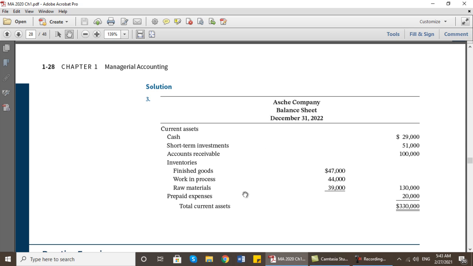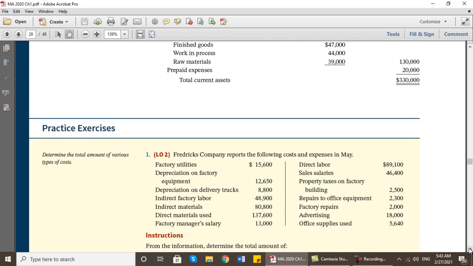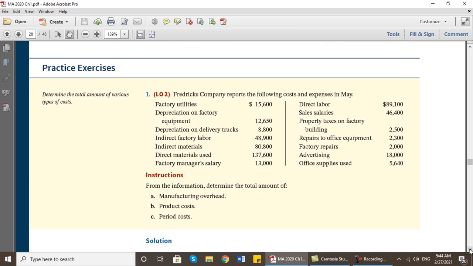You studied this in accounting principle, also in intermediate accounting. You must notice inventories in manufacturing company has 3 different accounts: finished goods, work in process, raw material. Now, at the end of the PDF chapter 1 text, also there is practice exercises.